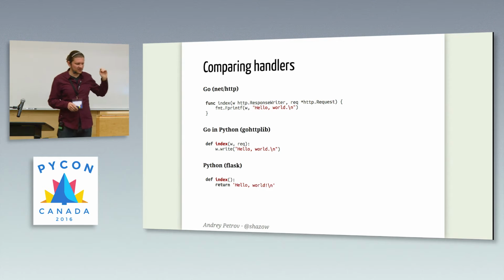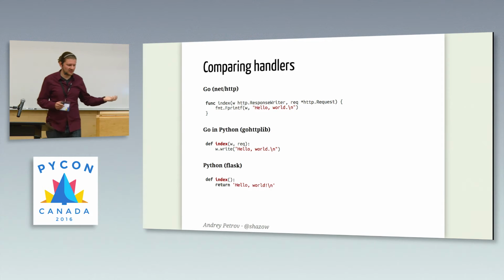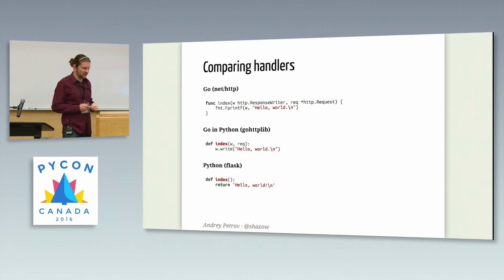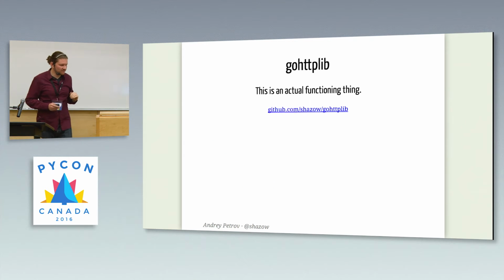And because it's kind of the meat of what we're dealing with, we have these handlers. The Go one is on top. So we have a response writer and a request. And the hybrid one is in the middle, where it takes a response writer and a request and calls .write instead of using any helper. And then the Flask one is at the bottom. So it's kind of a gradient from Go to here.